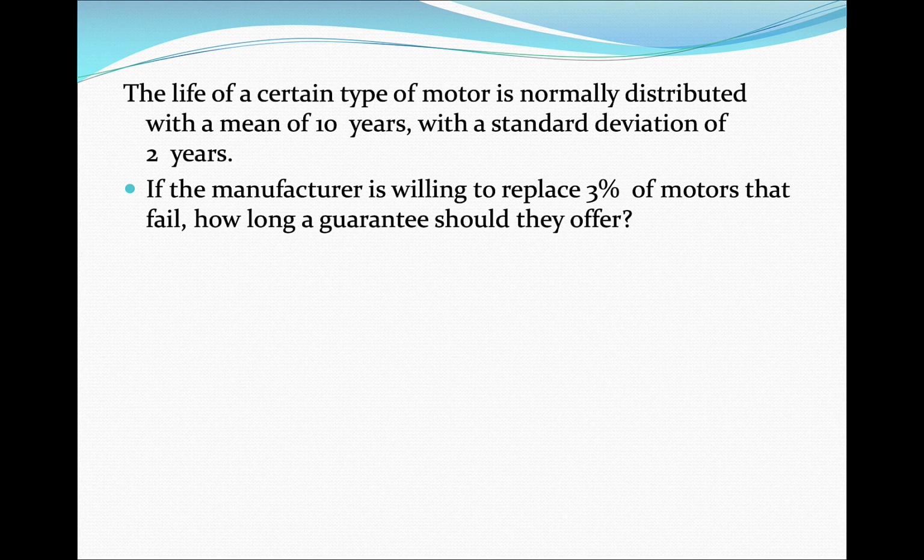So that means the 3% of motors that have the shortest life are the ones that they would be willing to replace. So we need to figure out at what x value we will be able to identify that will allow us to replace 3% of the motors. So the key here, honestly, is the picture.